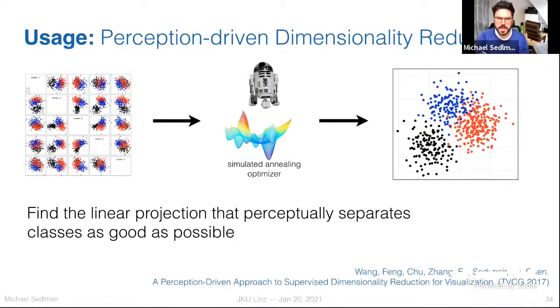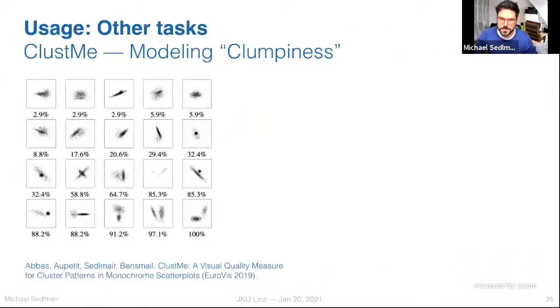And this is what we did. This is a very similar idea to classical LDA, linear discriminant analysis. We also did a study, and we found that with the new metrics, we would get better results in terms of human beings saying those views are actually showing more separable clusters.